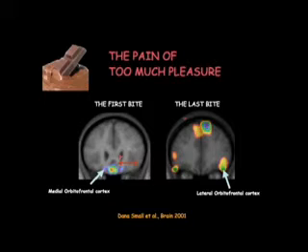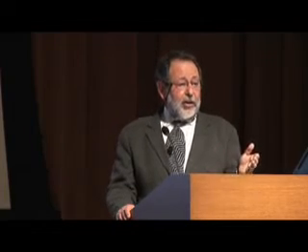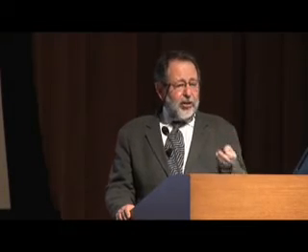This encoding of pain and pleasure in orbitofrontal cortex is not confined to foods. In this experiment, subjects were given all kinds of faces and asked to rate them as attractive or not attractive. And it turned out that neurons that responded to faces that were rated as attractive were located in medial orbitofrontal cortex, exactly on top of the part of the brain that gave a response to the first bite of chocolate when it was pleasant.